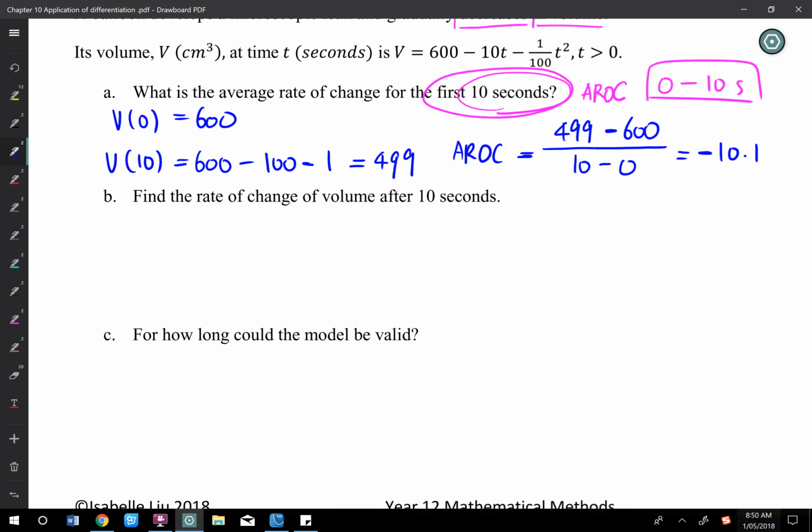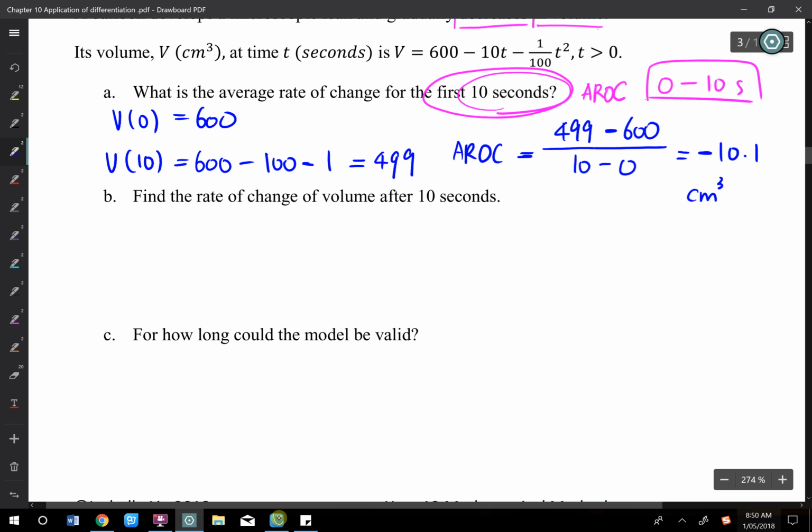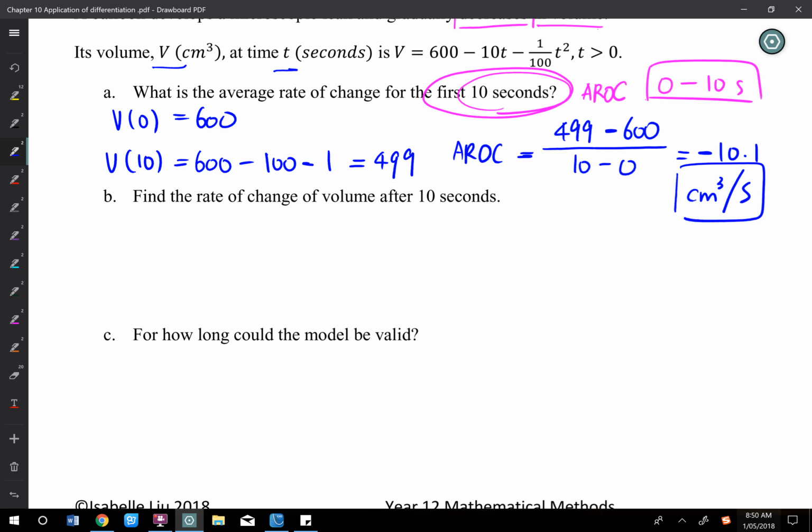What's the unit? What's the unit for this question? Centimeter cube per second. Okay, that's the unit. This is like V and relate to T. Okay, how V changes relate to T. So per second, there's a decrease of volume 10.1 centimeter cube.